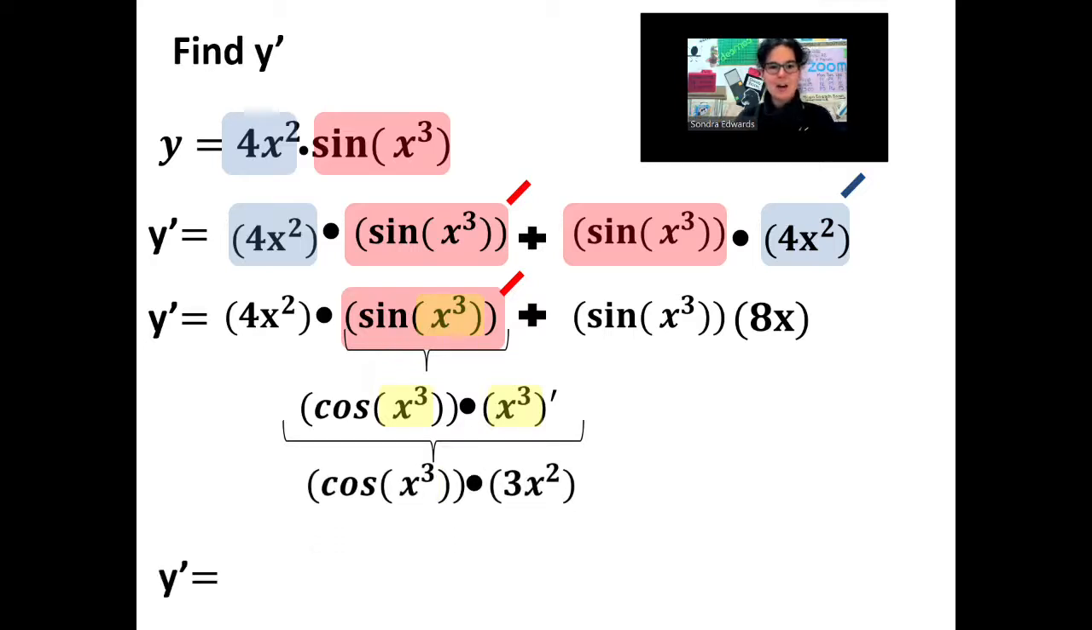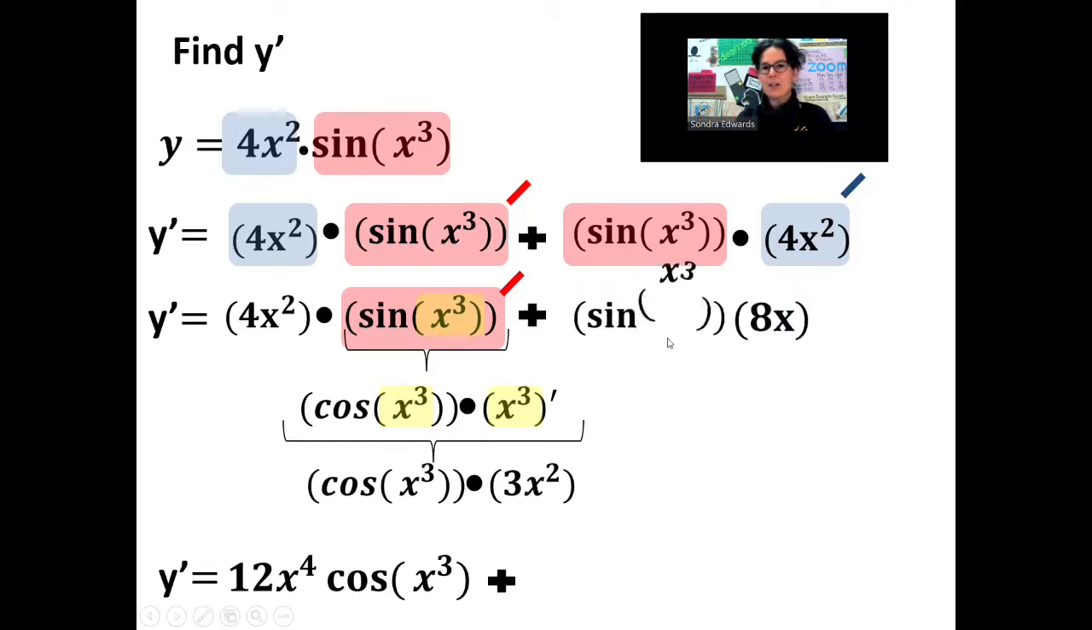Let's bring down everything. We just need to simplify all of this right in front of the plus sign. So 4x squared multiplied by the cosine of x cubed multiplied by 3x squared. So 3 times 4 is 12, x squared times x squared is x to the fourth, and then we still have times cosine x cubed, plus, and then right here multiplying sine of x cubed times 8x, that is 8x sine of x cubed. Our derivative has been found.